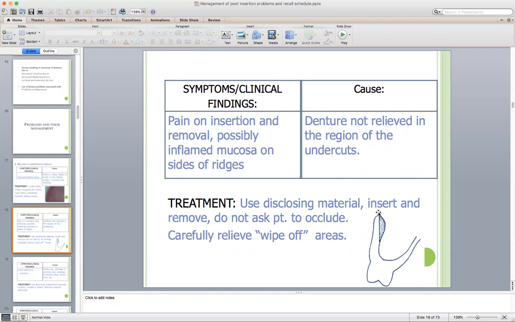How will it be relieved? Using a disclosing material, insert and remove. Do not ask the patient to occlude. You have to apply a disclosing medium on the flanges of the denture and insert and remove. Wherever the denture is exposed, that is, where the disclosing material gets displaced, that area needs to be trimmed off or relieved.